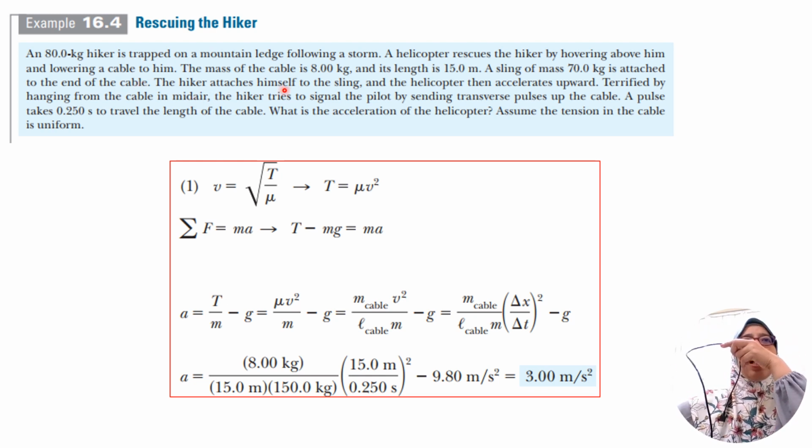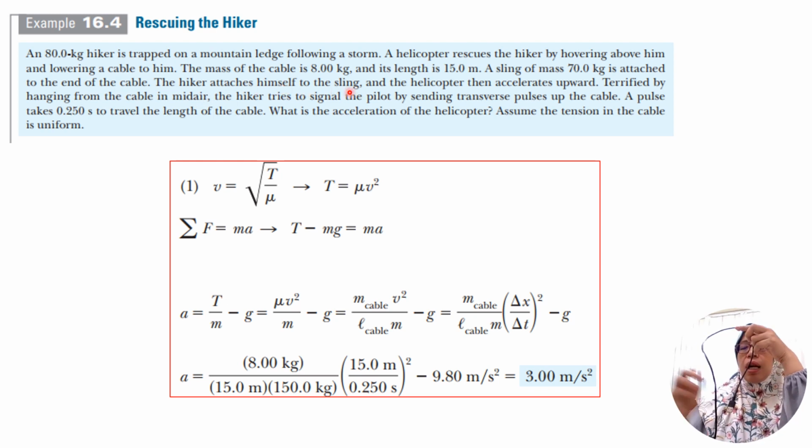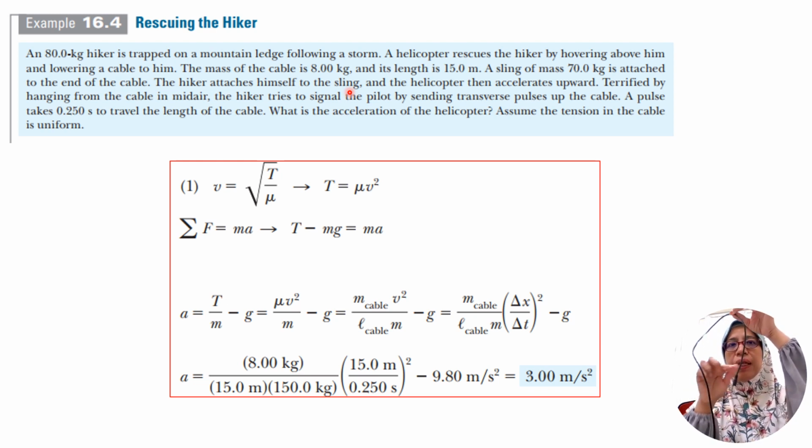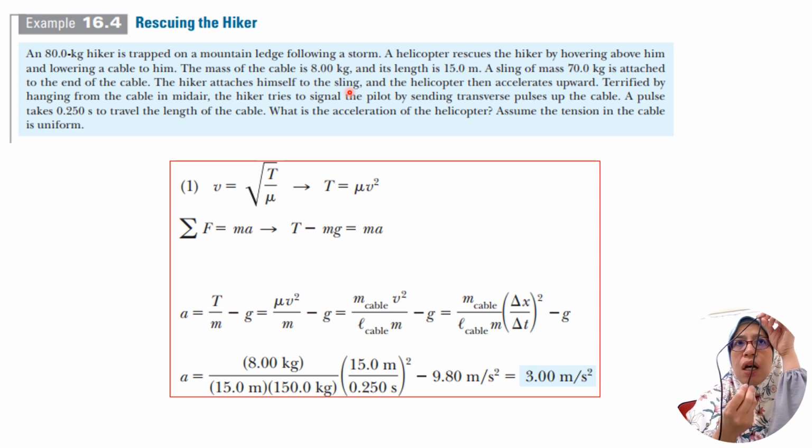Then the hiker attaches himself to the sling. Maknanya sekarang hiker tu duduk kat bawah ni. So what we have at the bottom is not only the hiker, tapi termasuk dengan sling tu. Now, the string, kalau tadi kita nampak slacken, but because there is a mass here, the hiker plus the sling, a total of 70 plus 80. Then the helicopter accelerates upwards.